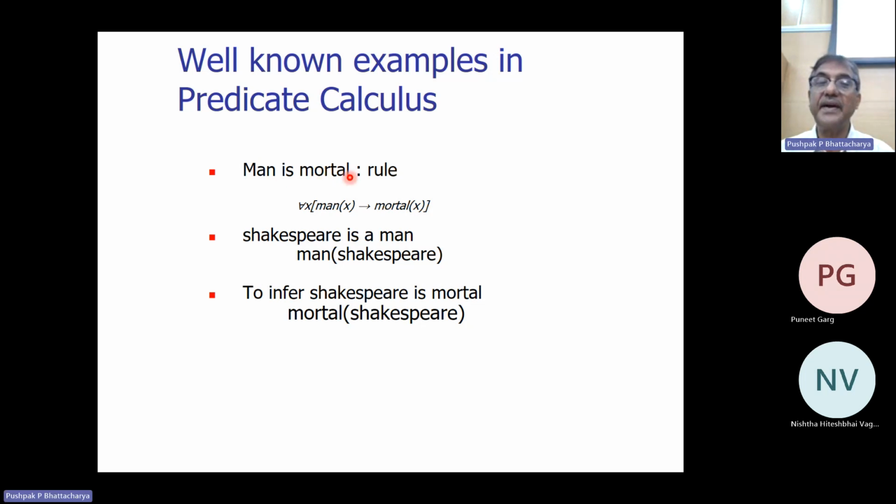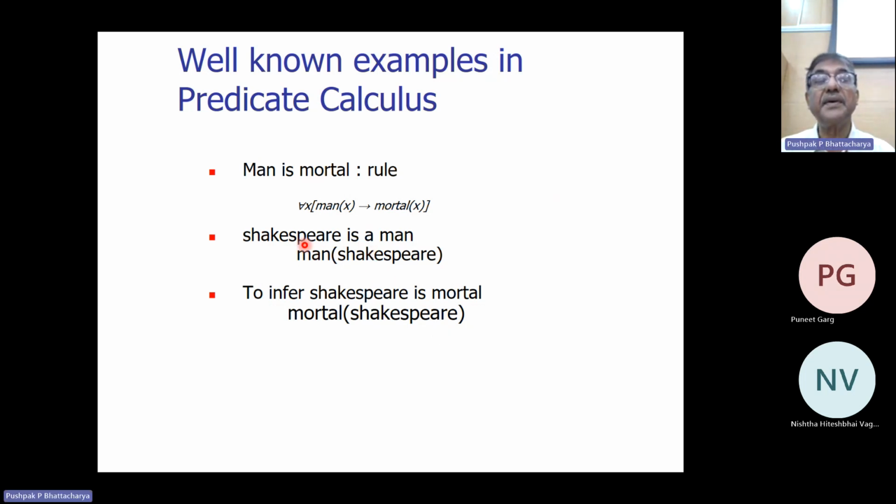So man is mortal, is it a fact or a rule? It is actually a rule in disguise. What it is saying is that if some entity is a man, that entity must be mortal. So the equivalent expression is for all x, man x implies mortal x. Shakespeare is a man. Is it a fact or a rule? It's a fact. Man, Shakespeare. So now we are going to the building blocks of predicate calculus. To infer Shakespeare is mortal, we have to prove the predicate mortal Shakespeare.